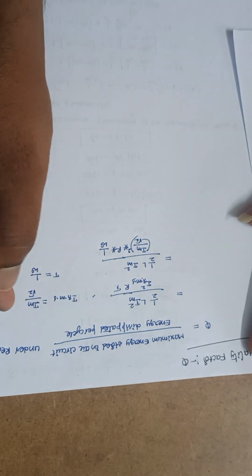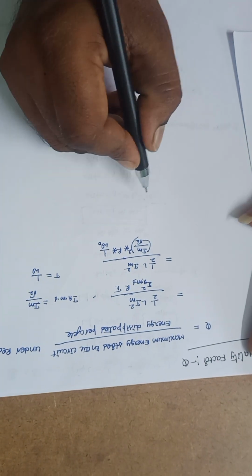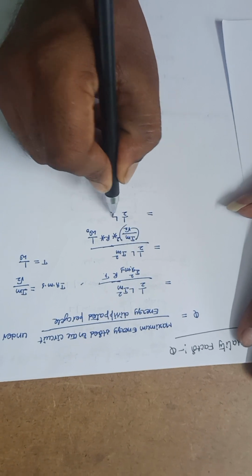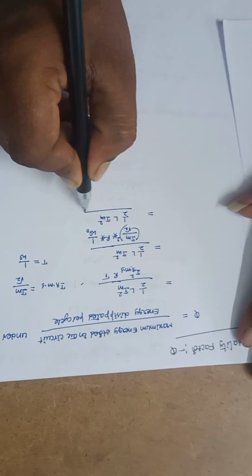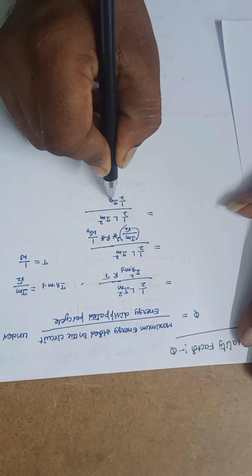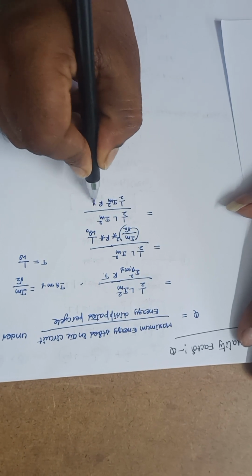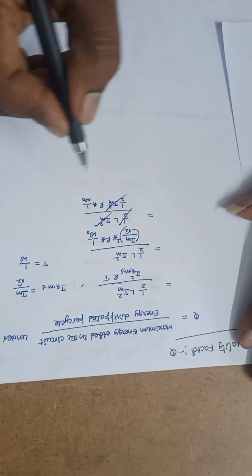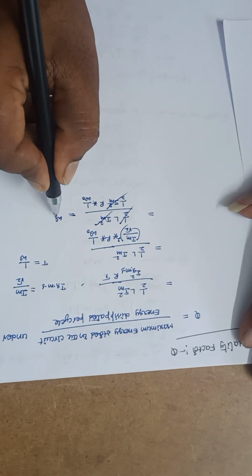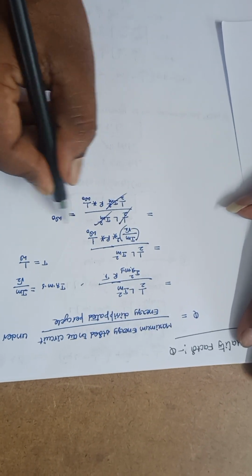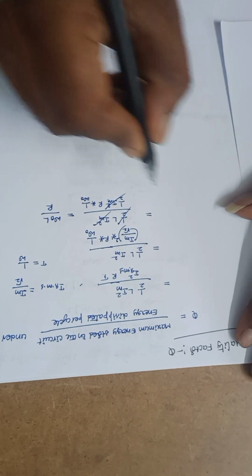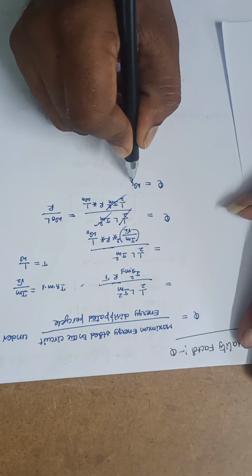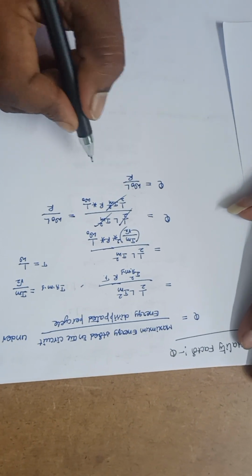Since it was calculated under the resonance condition, it is omega naught. So I can write it as half L into Im square divided by half into Im square into R into 1 by omega naught. This half Im square and this half Im square will get cancelled. So finally what we got here is omega naught L divided by R. This is the quality factor: Q is equal to omega naught L divided by R.